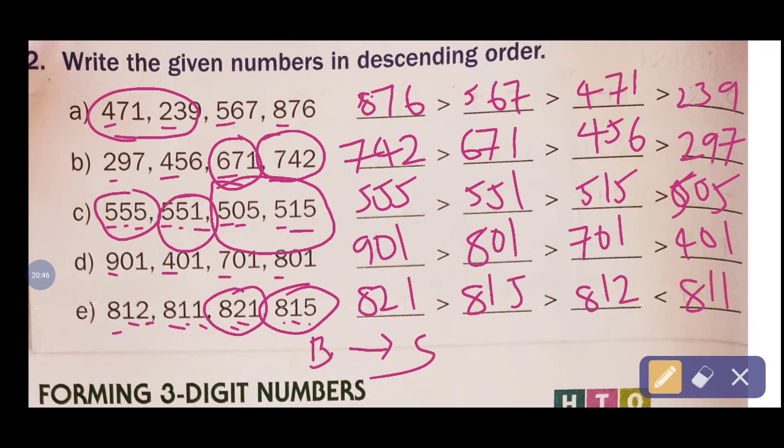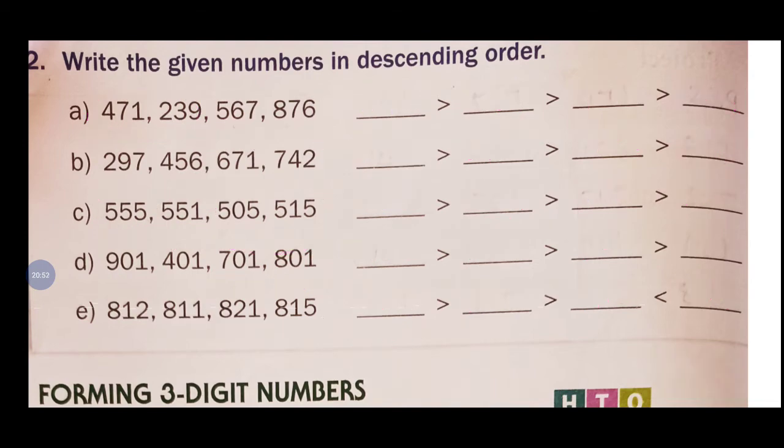So now this is big to small, a bit complicated. Understood, all of you children? Very simple and very easy.